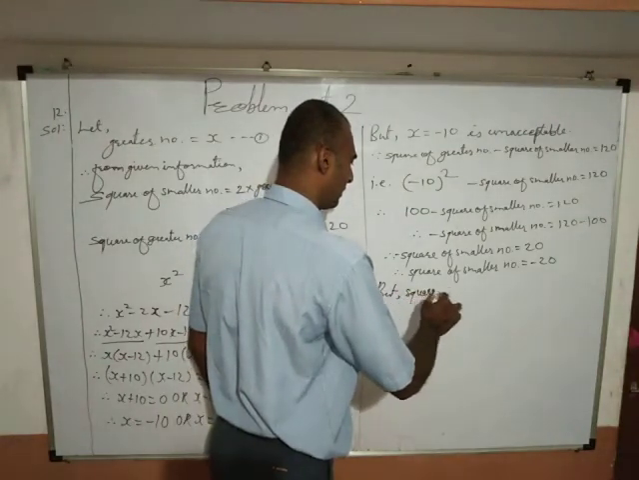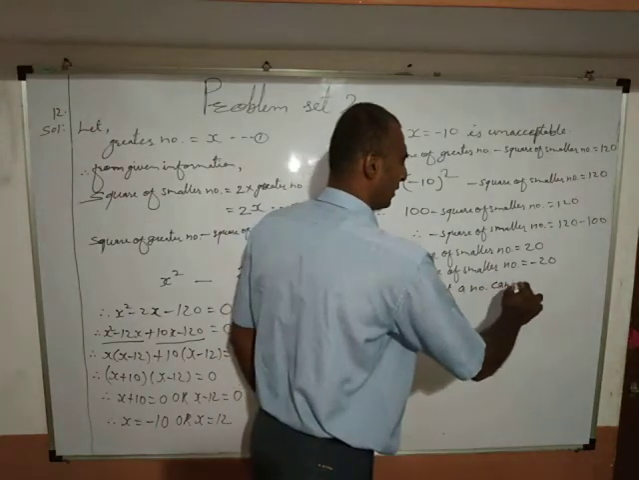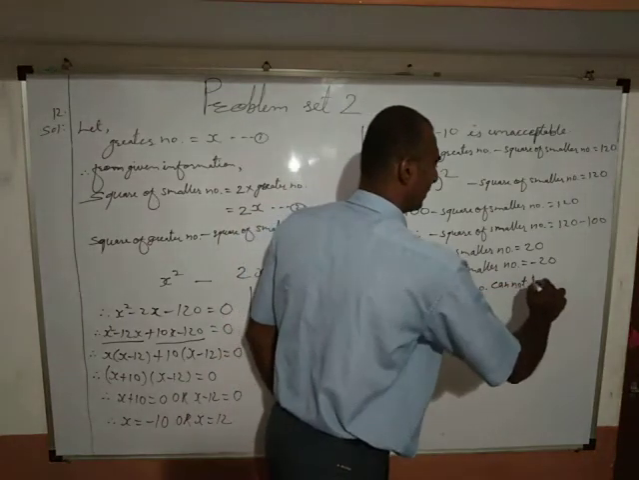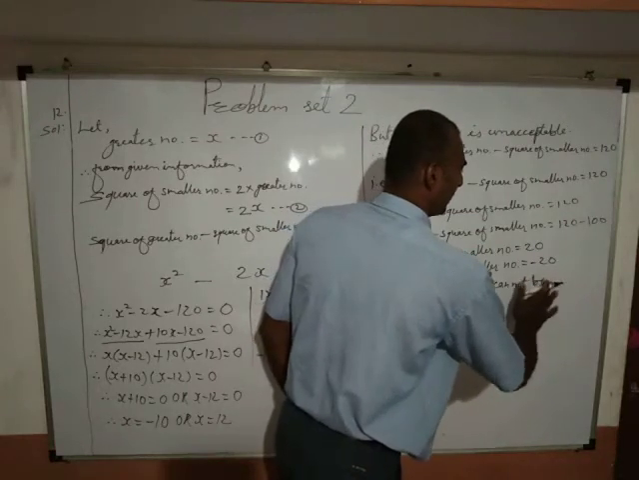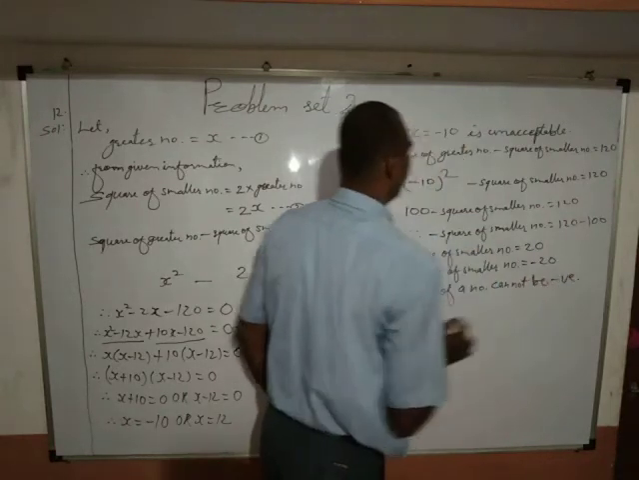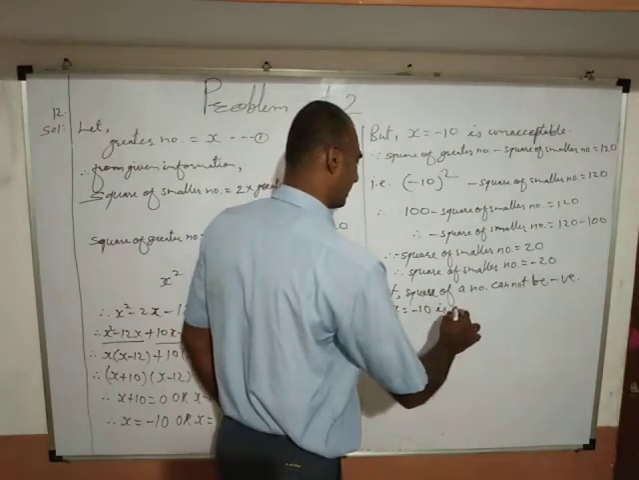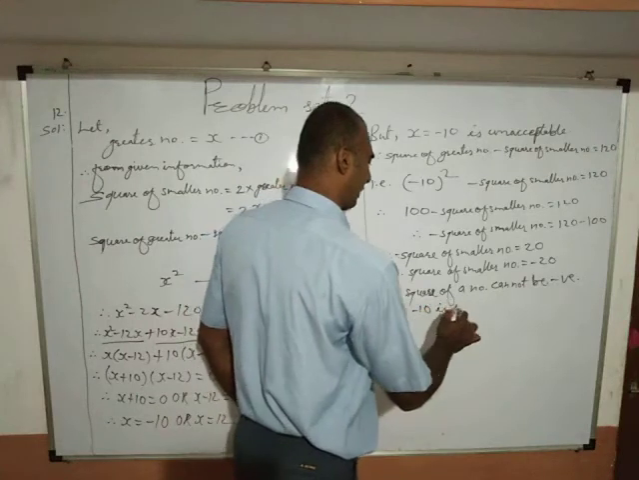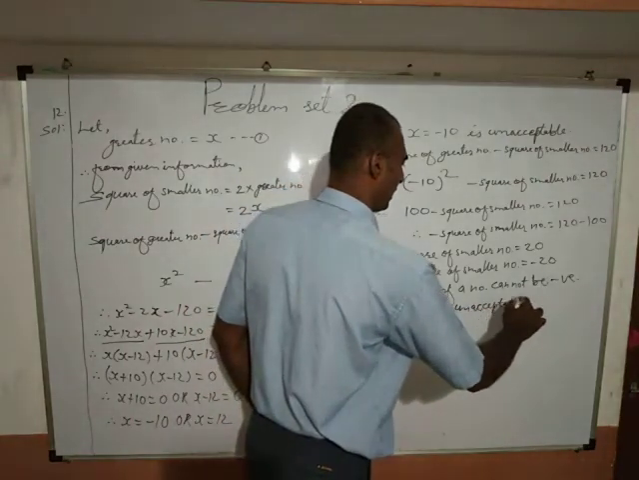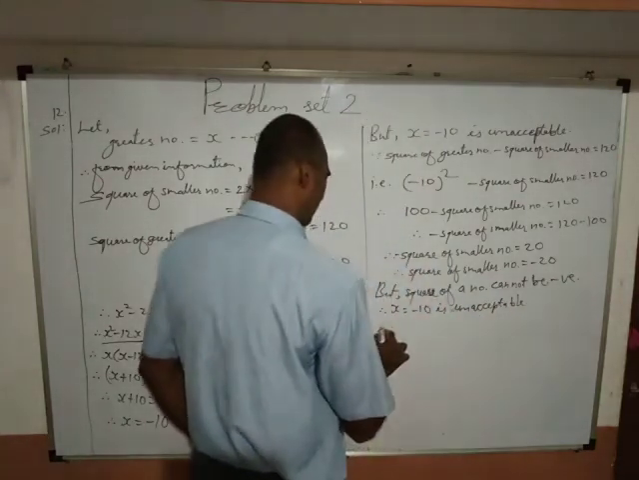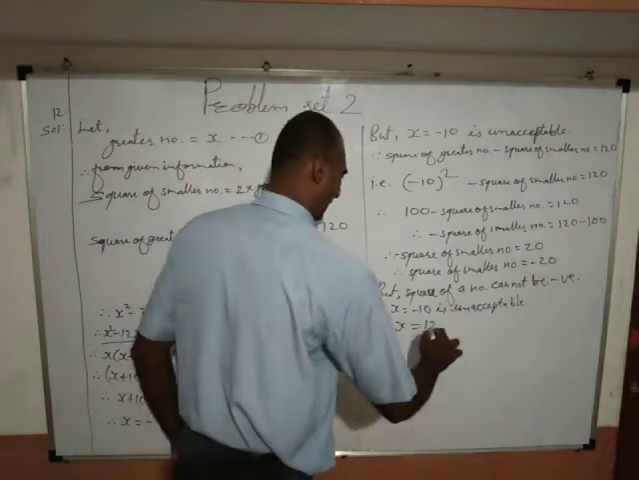square of a number cannot be negative, and therefore x equals minus 10 is unacceptable, and therefore x must be equals 12.